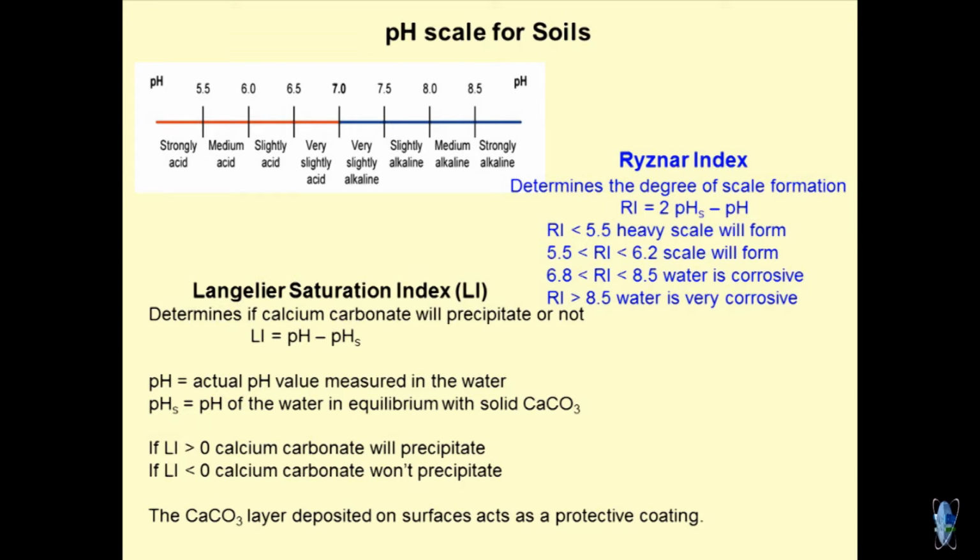Calcium will ooze out from the structures, it will go into the outside environment and precipitate over there, and that is why you see the color of piles becoming white. However, if LI is negative, that means pHs is more than pH, calcium carbonate will not precipitate.